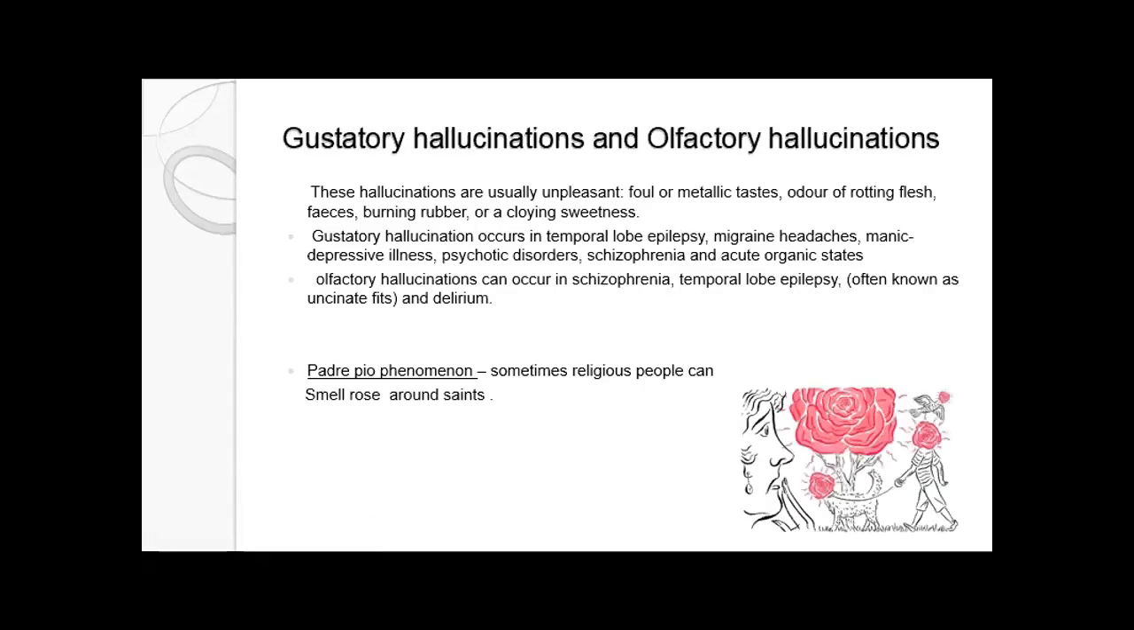Gustatory and olfactory hallucination. These hallucinations are unpleasant: foul or metallic taste, odor of rotting flesh, feces, burning rubber, or glowing sweetness. Gustatory hallucinations occur in temporal lobe epilepsies, in migraine headaches, manic depressive illness, psychotic disorders, schizophrenia, and acute organic state. Olfactory hallucinations occur in schizophrenia, temporal lobe epilepsy, and in delirium. There is a phenomenon called the Padre Pio phenomenon, in which religious people can smell rose scents.